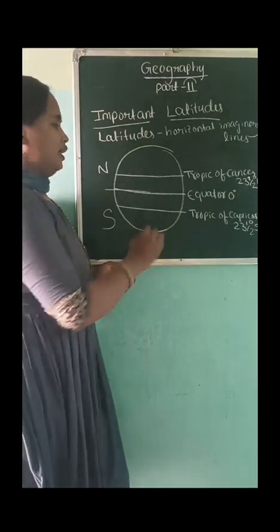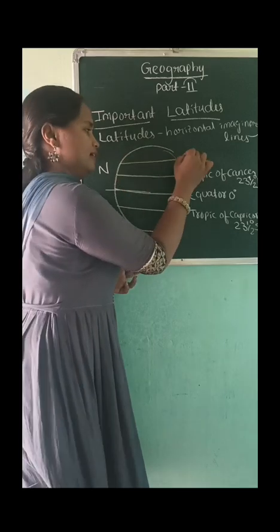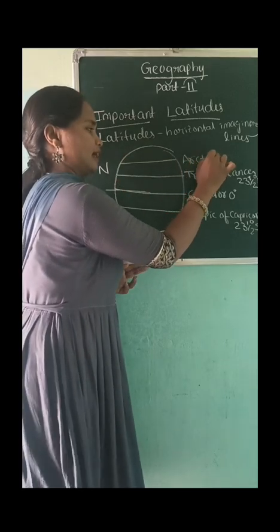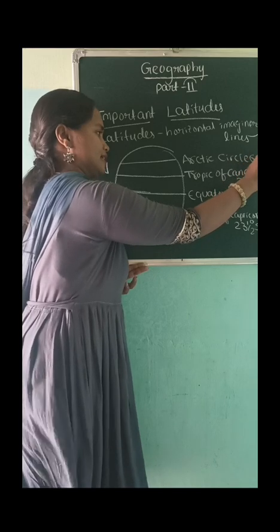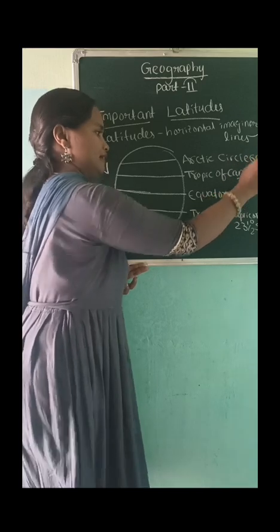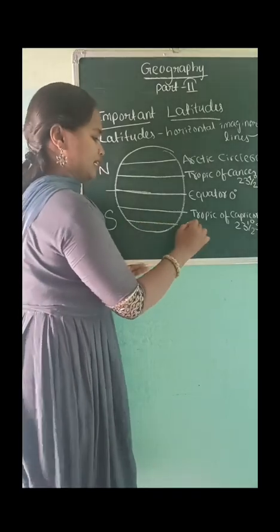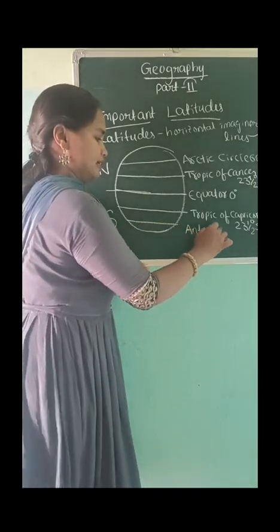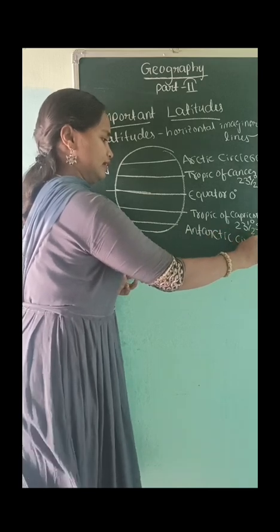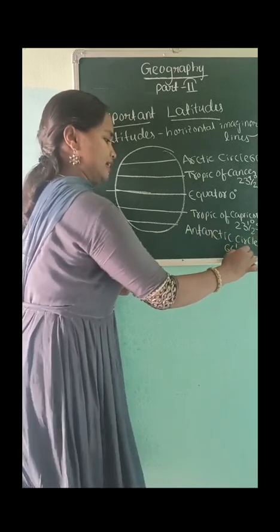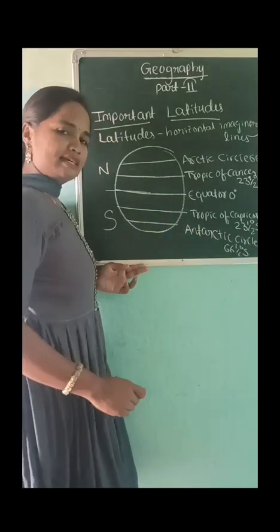Now here, there will be the Arctic Ocean. Here, the Arctic Circle. The Arctic Circle is 66.5 degree and this is the northern hemisphere, so degree north. Whereas downwards it is the Antarctic Circle. Here the Antarctic Ocean is there. Antarctic Circle, 66.5 degree. This is in the southern hemisphere, degrees south.